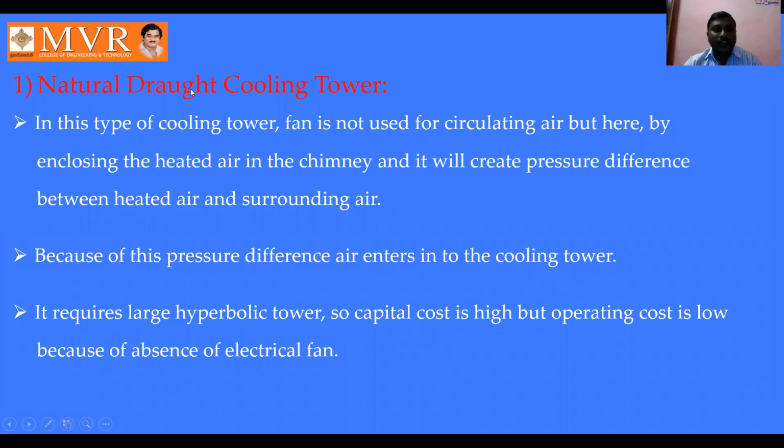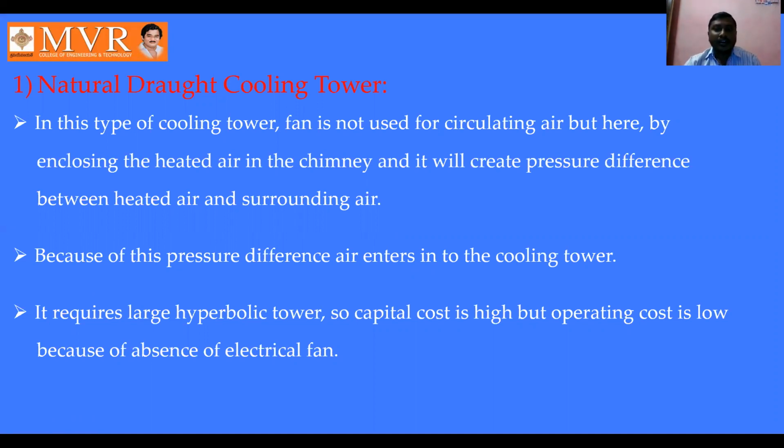In this type of natural draft cooling tower, a fan is not used for circulating air. Instead, by enclosing the heated air in the chimney, it creates a pressure difference between the heated air and the surrounding air. There will be some pressure difference between the heated air and the surrounding air, meaning inside the cooling tower and in the atmosphere. Because of this pressure difference, air enters into the cooling tower.